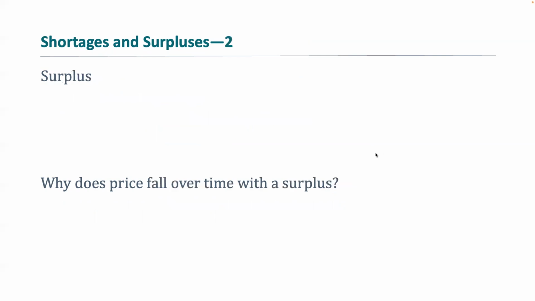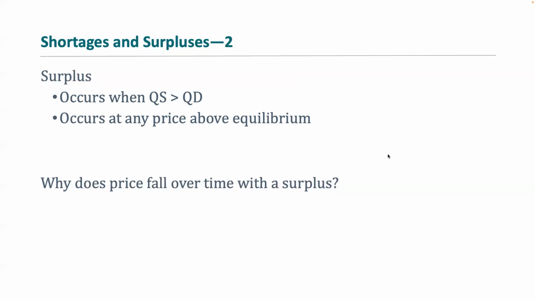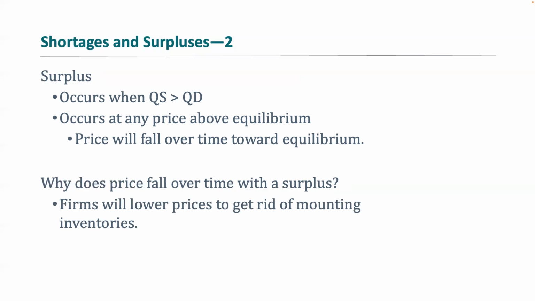Next up, we want to take a look at surpluses. So these occur when our quantity supplied is greater than that quantity demanded, and it's whenever our price is anywhere above that equilibrium. What's going to happen here is that some sellers won't be able to find buyers, so that price will have to fall over time to get back to that equilibrium. And why does that price fall over time with the surplus? Well, firms are going to have to lower prices to get rid of their mounting or building up inventories.